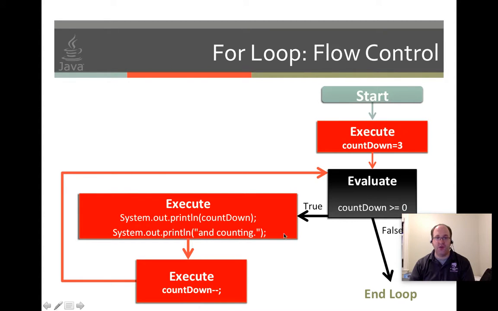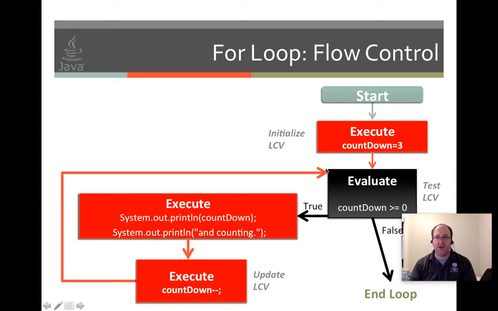Is the new loop control variable meeting this criteria? Is this now a true statement? If it is, do the statements here, update the loop control variable, check again. If this becomes a false statement, end the loop. Okay.